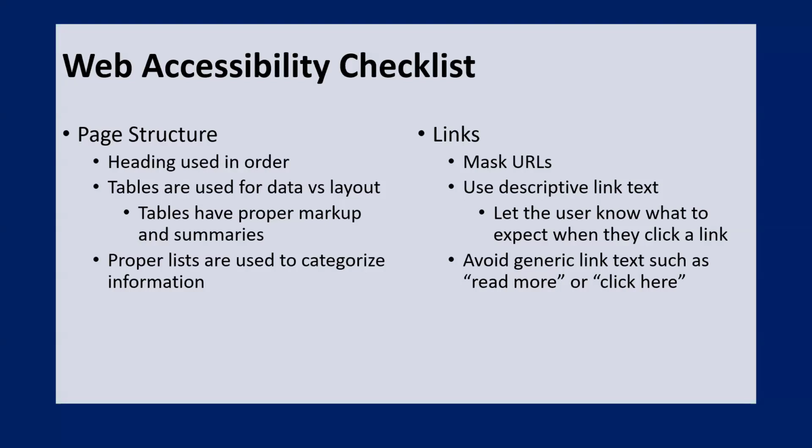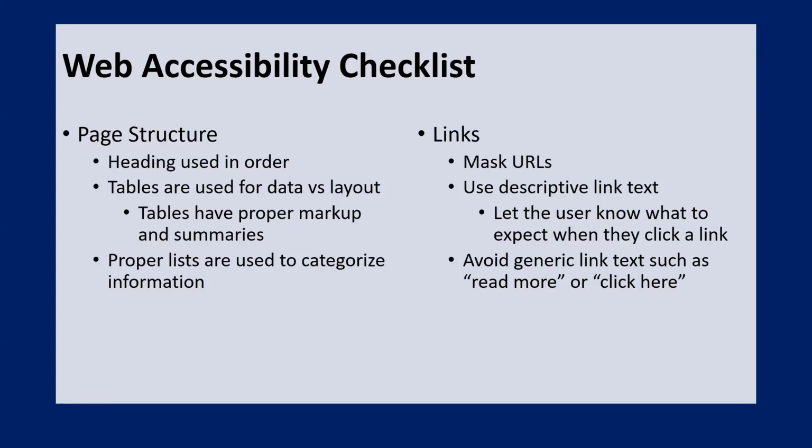If you use a proper list, the screen reader would say a list with 5 items and you're currently on item number 1, and then it would describe what it is. But if you create lists where you might just put asterisks in front of them or something, visually it's a list, but it's not programmatically a list for assistive technology.